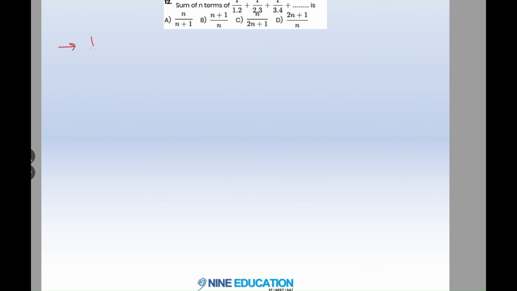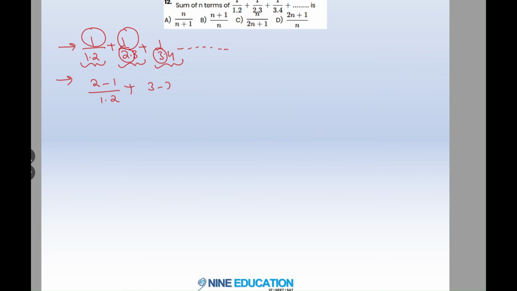Sum of the n terms 1 into 2, 2 into 3, 3 into 4. So clearly the question will be solved by the telescopic series, or if you want to say it straight away, we can write 1 as the difference of the 2, 2 as the difference of the 2, 3 as the difference of the 2. So 1 can be written as 2 minus 1 into 1 into 2. This one you can write it as 3 minus 2 into 2 into 3. This one can be written as 4 minus 3 into 3 into 4 and so on.